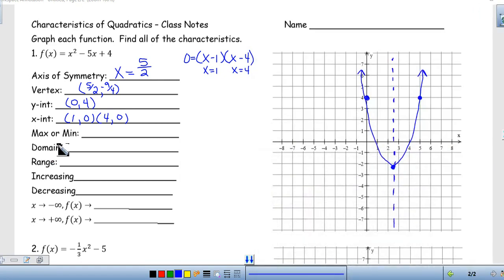All right, now we're going to talk about the maximum and minimum. The maximum is the highest point that the graph goes to, or the minimum is the lowest point that the graph goes to. A parabola only has one or the other. It will be found at the vertex. This particular parabola has a minimum. Now, when you write your minimum, we're only going to use the y value, because anytime we talk about up or down, we're talking about the y-axis values. So the minimum for this graph is at y equals the y of the vertex, so negative 9/4.